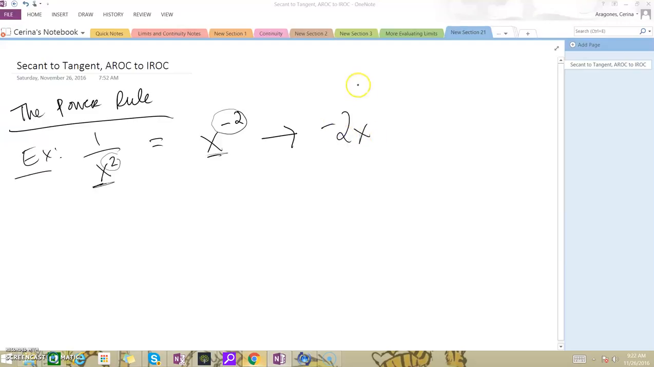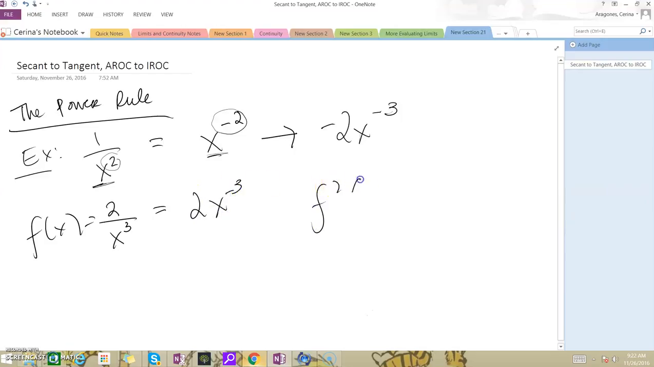negative 2x, and you still subtract 1 from the exponent, so it becomes negative 2x to the negative 3. Another example would be 2 over x cubed, which can be rewritten as 2 times x to the negative 3. So then f prime of x becomes negative 6x to the negative 4, which is actually negative 6 over x to the 4.